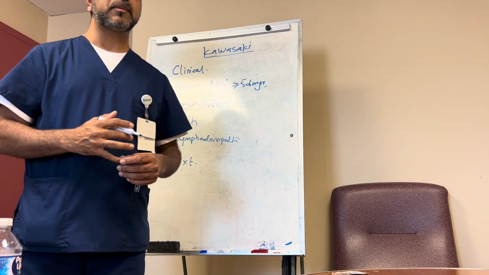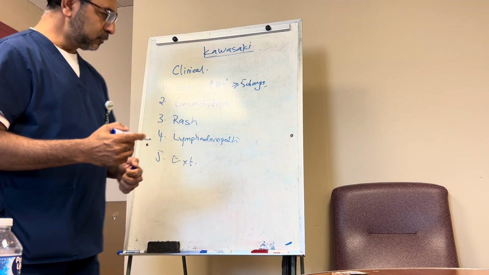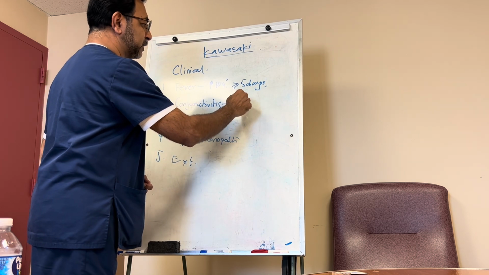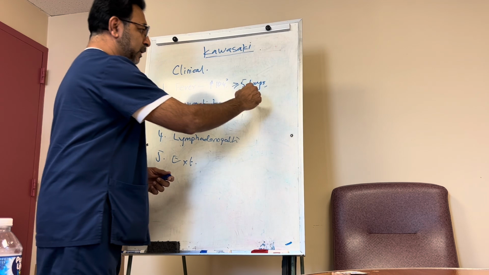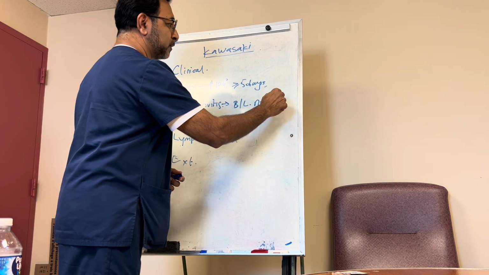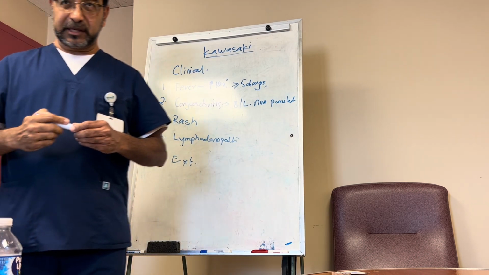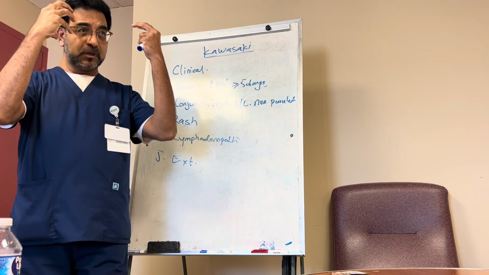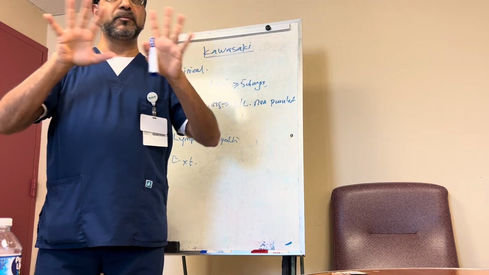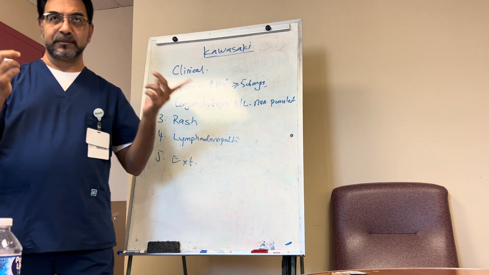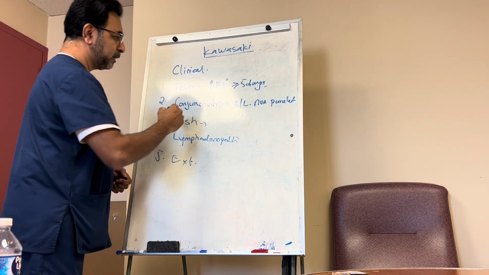Now coming to conjunctivitis. What is the unique thing about conjunctivitis in Kawasaki? It's bilateral redness, no infection. And the other important thing is it's non-purulent. So patients with Kawasaki will have red eyes and clear discharge, but it's not mucopurulent, and it's bilateral. So that's about conjunctivitis in patients with Kawasaki.